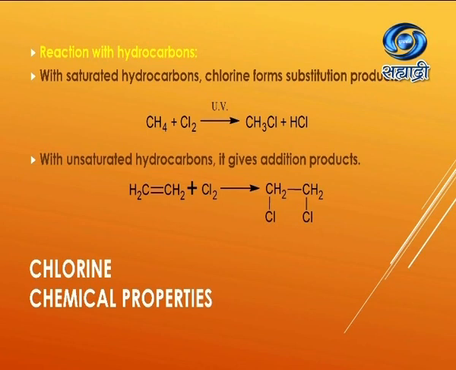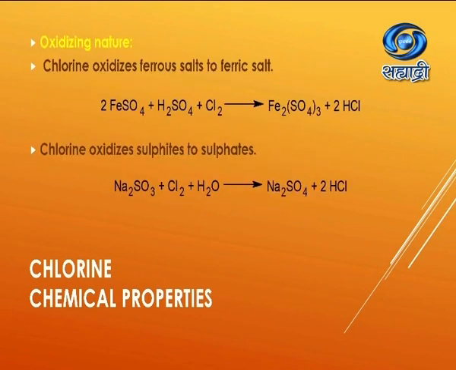But with unsaturated hydrocarbons, it gives addition products. So with alkenes and alkynes, chlorine always gives addition products. So here is the reaction with ethylene. CH2 double bond CH2 plus Cl2 gives 1,2-dichloroethane, that is ethylene dichloride.